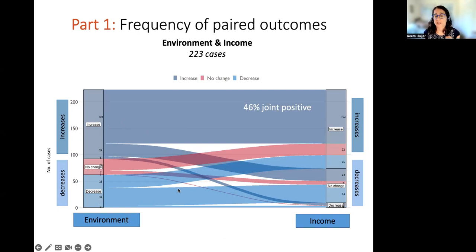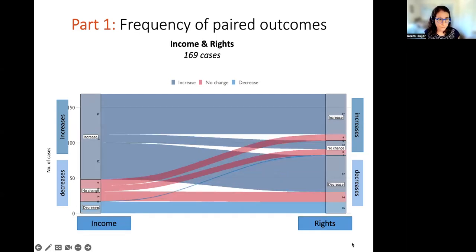We also additionally looked at another metric, benefit sharing, which I'm not going to show a graph of here, but benefit sharing became less equitable post-community forestry in 50% of the cases that reported that in our sample.